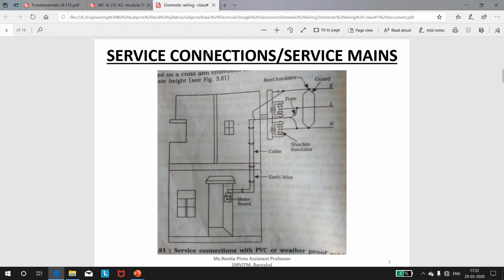So this is a service connection diagram. So let us consider a house here. Service connection is given to a house through a GI pipe. The service connection is brought from a nearest distribution pole to a shackle insulator. So you can see the shackle insulators here. The wires are wound on these shackle insulators, which are located at a suitable height. So the main supply is delivered to houses using a 3-core wiring called the live, neutral and the earth.